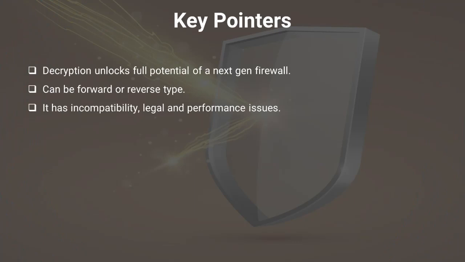Some key pointers to wrap this lesson up. The decryption really enables your next generation firewall to provide the highest security level it is capable of. Without decryption, the IPS is almost useless and the application identification works in a limited way. It can be a forward or reverse type. Forward is the most common type you want to do on a next generation firewall, when you are inspecting traffic going out and in of your organization, but this traffic is launched from your clients. And the reverse type is when you want to protect your web servers from internet clients.